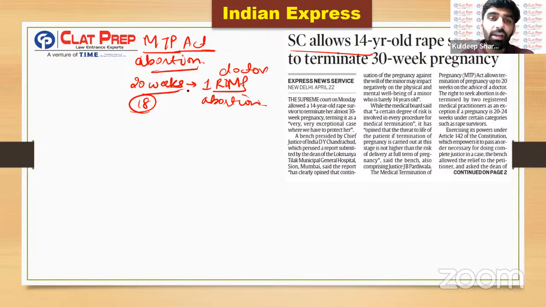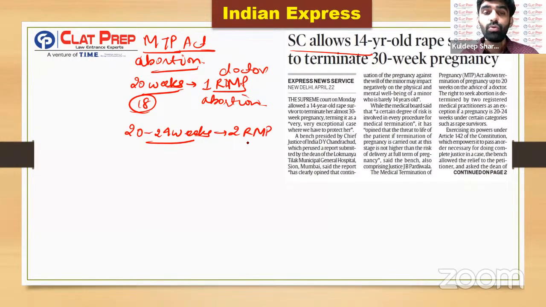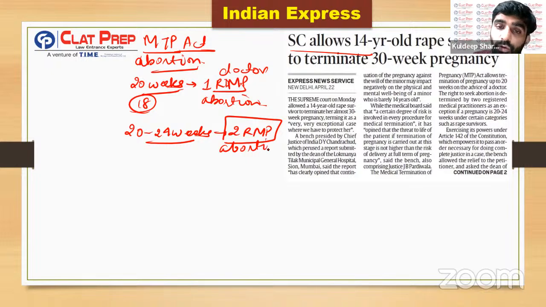So up to 20 weeks, a single registered medical practitioner can perform an abortion. However, if it has crossed the limit of 20 weeks and it is between 20 and 24 weeks, then in that case, it has to be completed by two registered medical practitioners. So not one, but two registered medical practitioners are required to conduct an abortion. The permission from two practitioners is required.